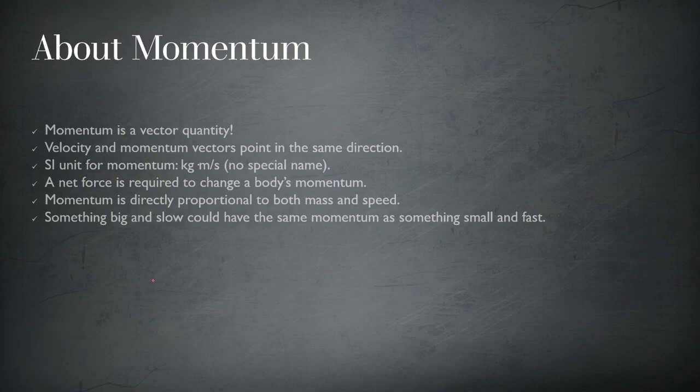So something big and slow could have the same momentum as something small and fast, because the impact of a very large mass moving slowly can equal the impact of a very small object moving fast. It's like comparing a bullet moving so fast with a hollow block moving slowly.